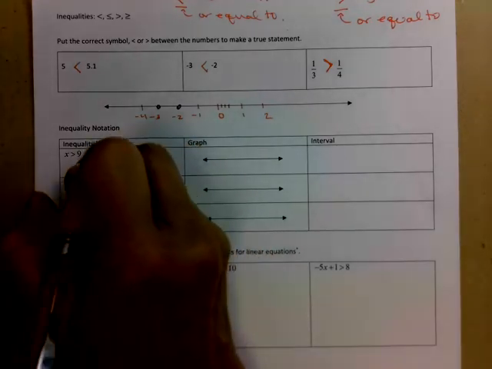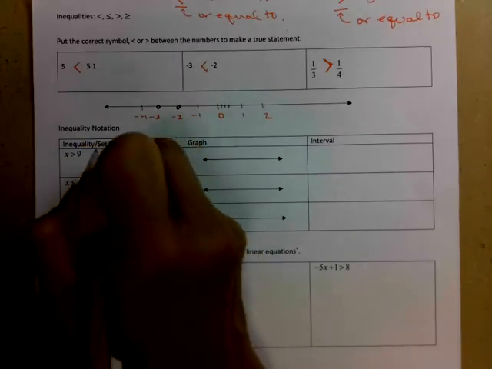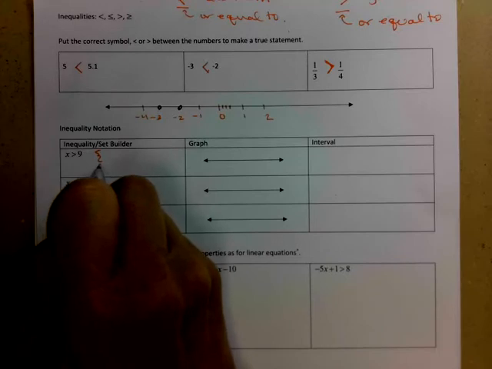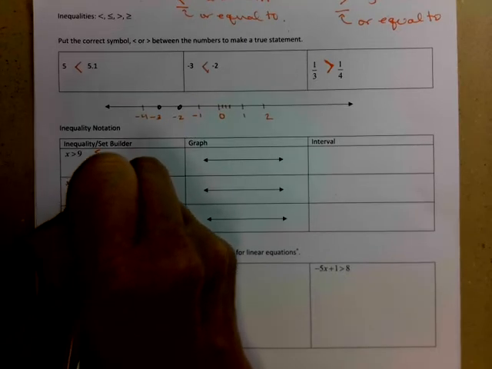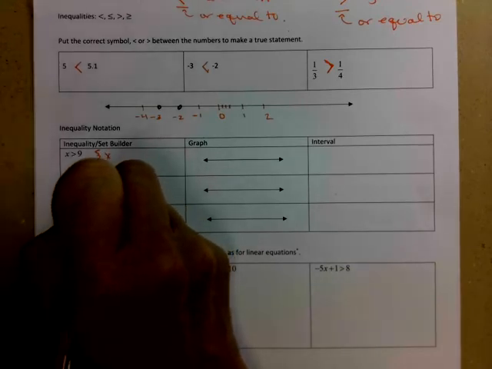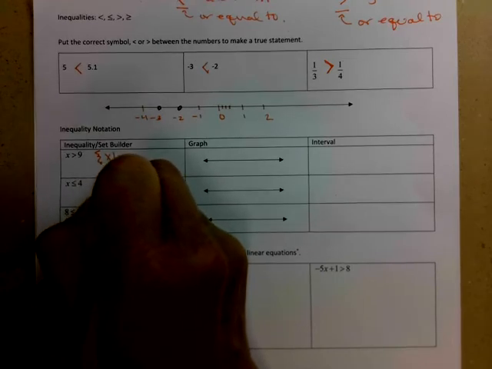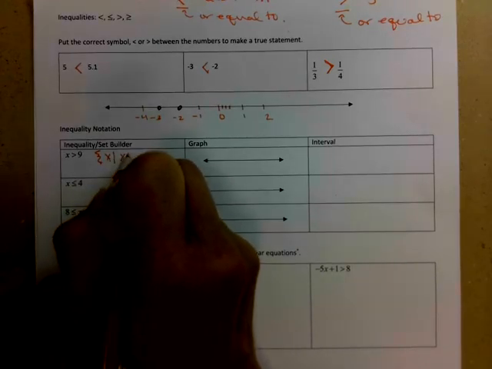Okay, so for set builder, all we do is take that inequality and put some decorations on it. We use curly braces when we do set builder, because this means set. So the curly braces just mean set. So the set of all x's such that x is greater than 9.